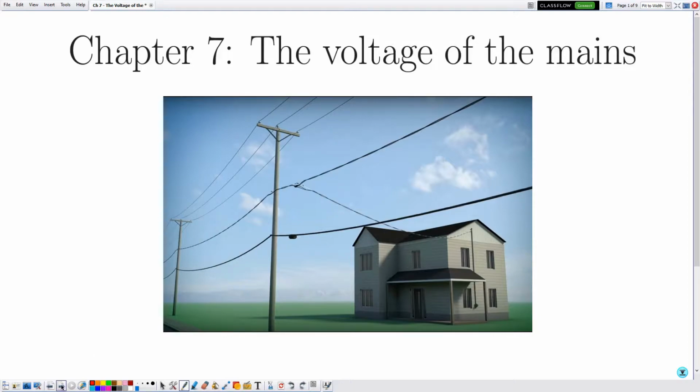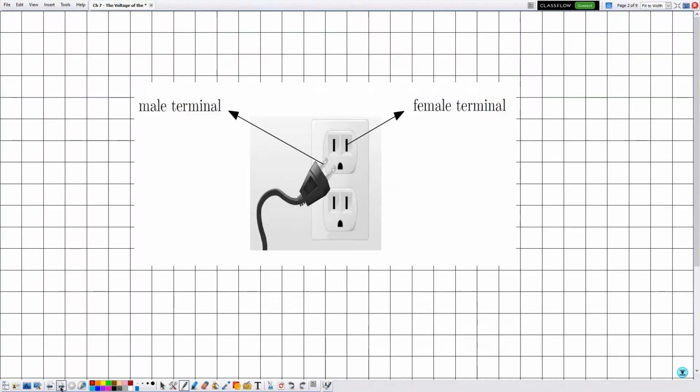So in order to do so, let me start by the first section, which is section number 1, the male and female terminals.